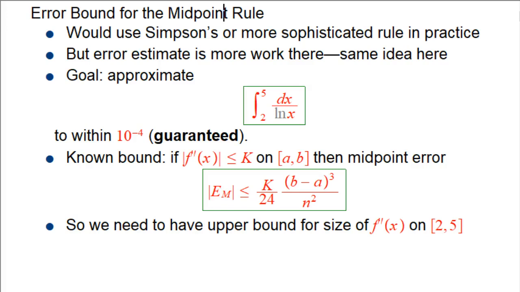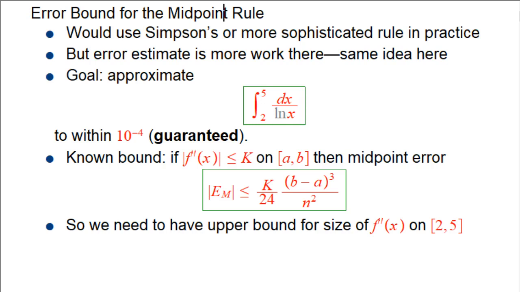Let's do an example of getting an error bound for the midpoint rule. In advanced scientific work or engineering, you would use something at least as complicated as Simpson's rule, or you'd use some package that you don't necessarily know exactly what it's doing in practice, but the same ideas apply to those more complicated rules. And for the midpoint rule, it's going to be easier just to see what's going on.